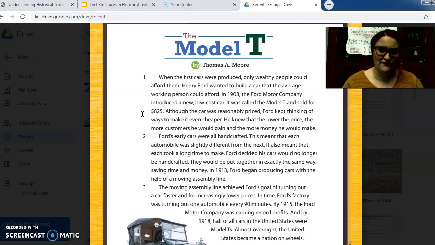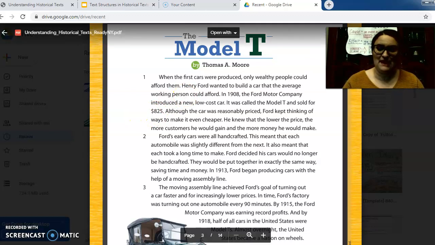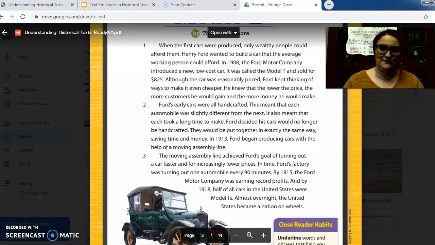In time, Ford's factory was turning out one automobile every 90 minutes. It's so fast. By 1915, the Ford Motor Company was earning record profits. And by 1918, half of all cars in the United States were Model Ts. Almost overnight, the United States became a nation on wheels.